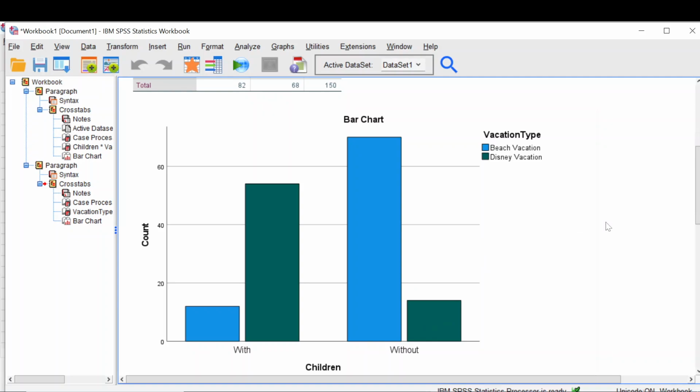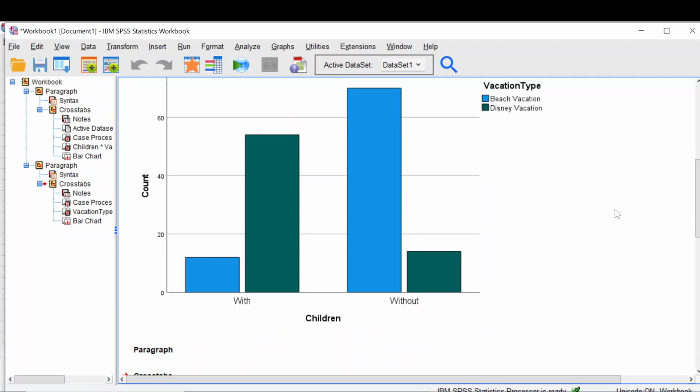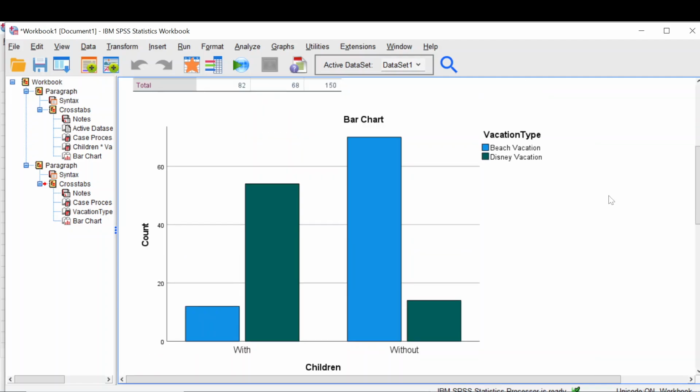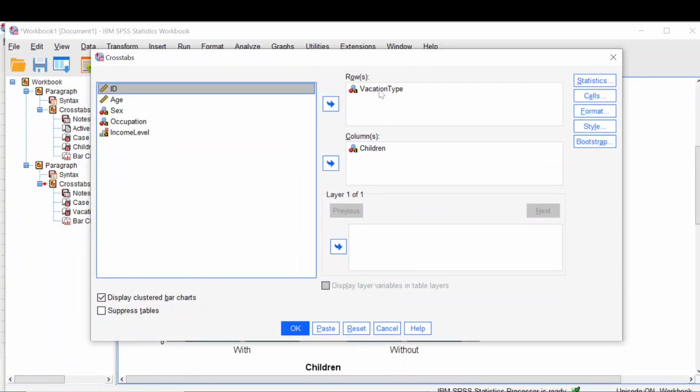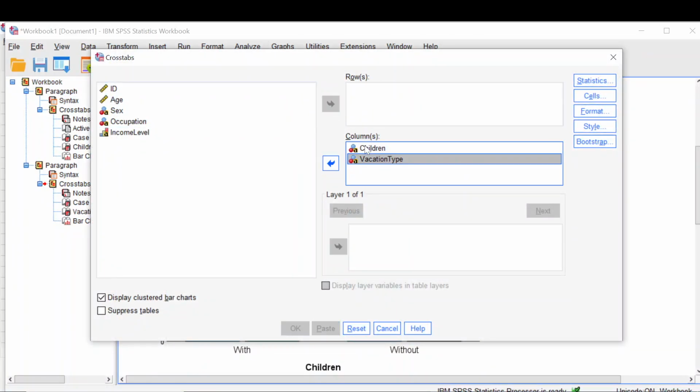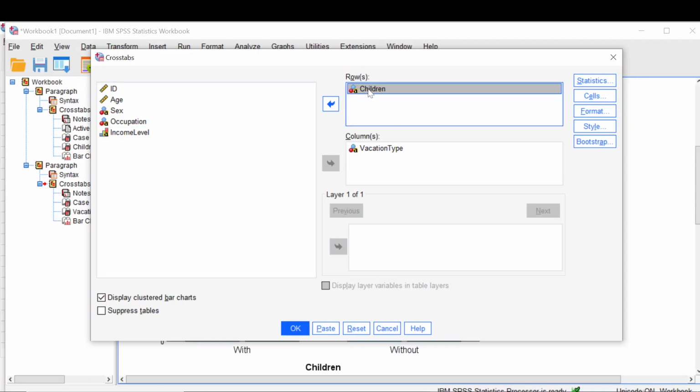So in a 2x2 matrix or a 2x2 crosstabs analysis, it's not a big deal. Either of these would work. But when you add in a 3x2, for example, say we're comparing income levels, and you have multiple of them, it is important to make sure that you set this up correctly so that you're not confusing the data. All right, so let's go back to descriptive statistics, crosstabs, and we can keep it either way, but I'll do what I had originally. So have children in the rows, vacation type in the columns.